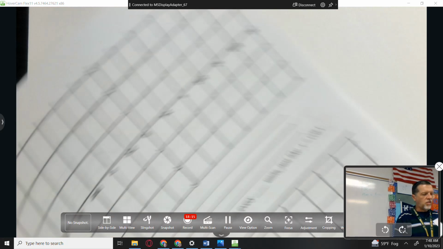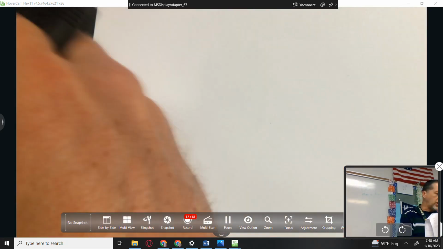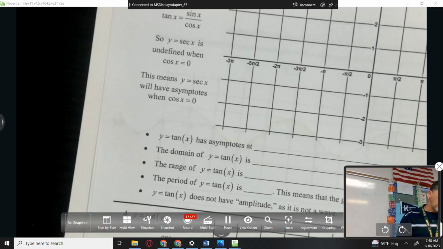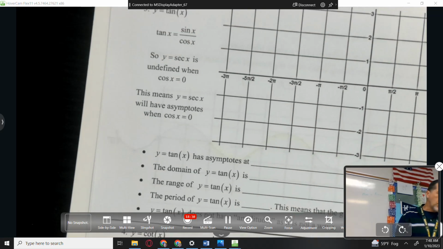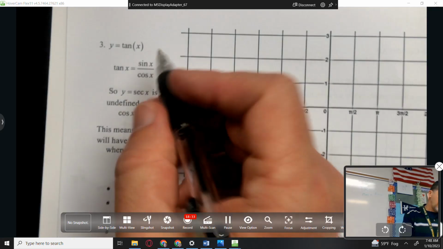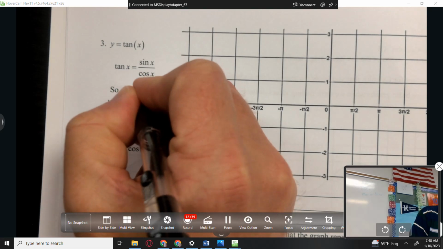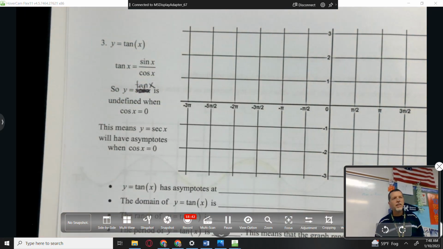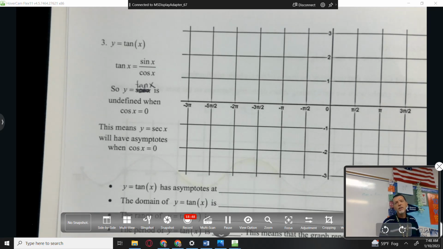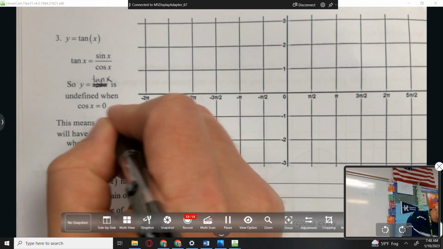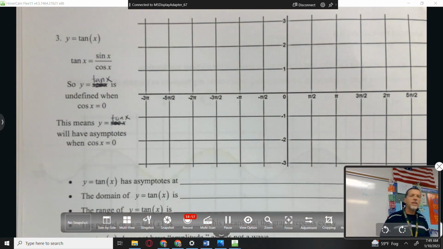All right, let's turn the page. Now things are going to get fun. Tangent of x. Oh, there's one mistake here. Y equals tangent of x. Tangent is sine over cosine. So y equals tangent of x is undefined when cosine is 0, right? Because you can't divide by 0. So whenever cosine is 0, tangent is undefined. And that means y equals tangent of x, again, another fix there.